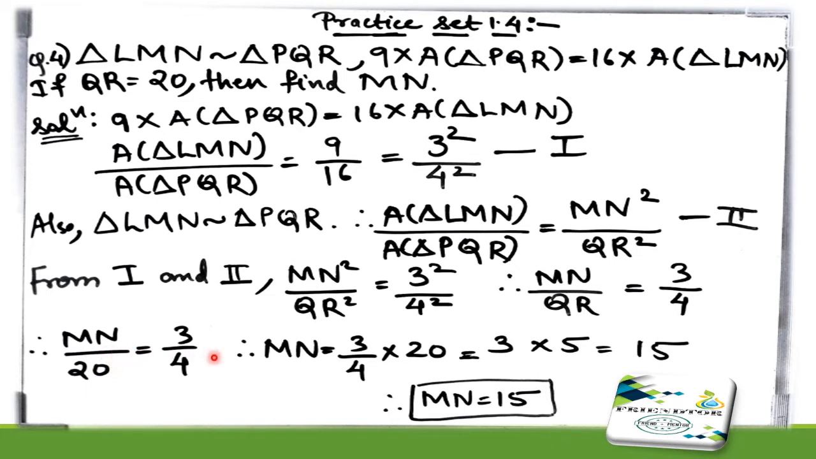Now MN will be 3 by 4 into 20. So 20 I can divide by 4. So 4 ones are 4 and 4 fives are 20. So what will remain? 3 into 5. 3 fives are 15. So when QR is 20, MN will be 15. Simple. Just applying the theorem. Okay, and you can easily make out which corresponding sides we have to choose. Depending on which side we have to find, the same corresponding sides you choose here for the ratios. Okay, and then match the values.